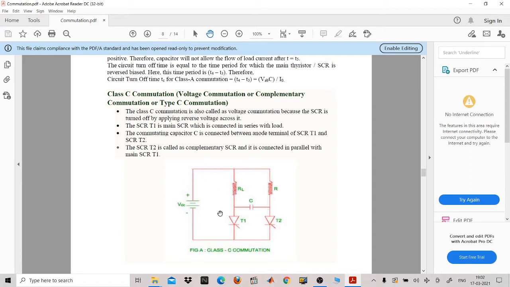You can see the commutation circuitry also has a capacitor and a resistor. Why is this capacitor inserted in the circuit? You know that a capacitor will always hold some voltage, and when you turn on one SCR, that entire voltage comes across the other SCR. It means you are applying a reverse voltage, and that is why class C commutation is also known as voltage commutation, because we turn off the main SCR by applying a reverse voltage. Now we will try to understand this in the open mode.